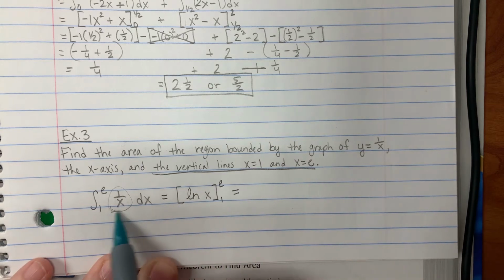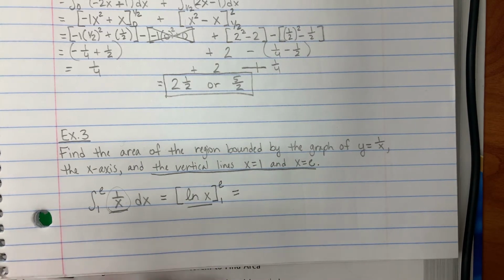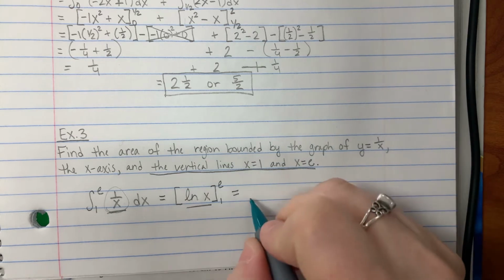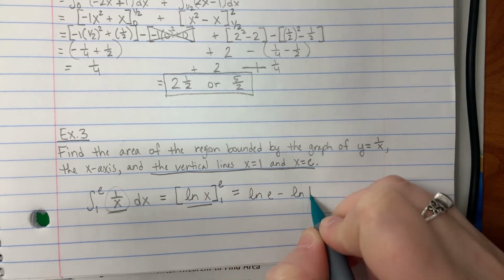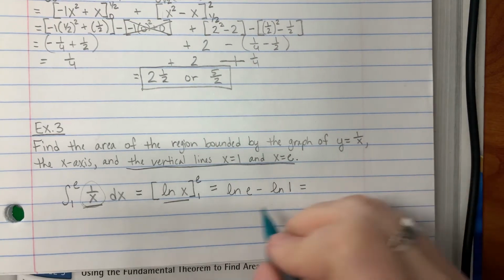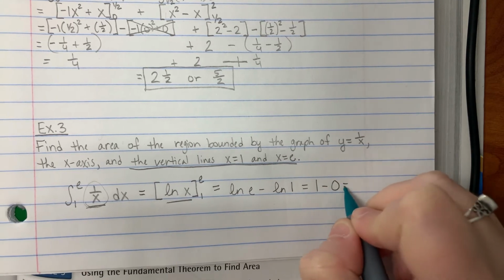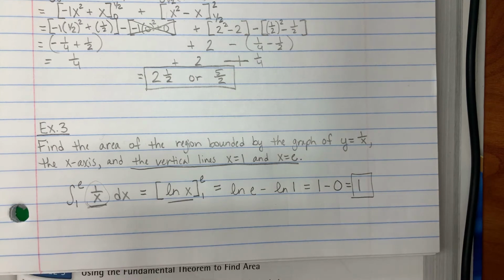This is really just a memorization thing, or you could go back to the front cover in your textbook and it has those listed. So that means I have to do the natural log of e minus the natural log of 1. Again, if you don't remember those, go to your calculator. But the natural log of e is 1, and the natural log of 1 is 0. So I end up with 1 as my answer there.